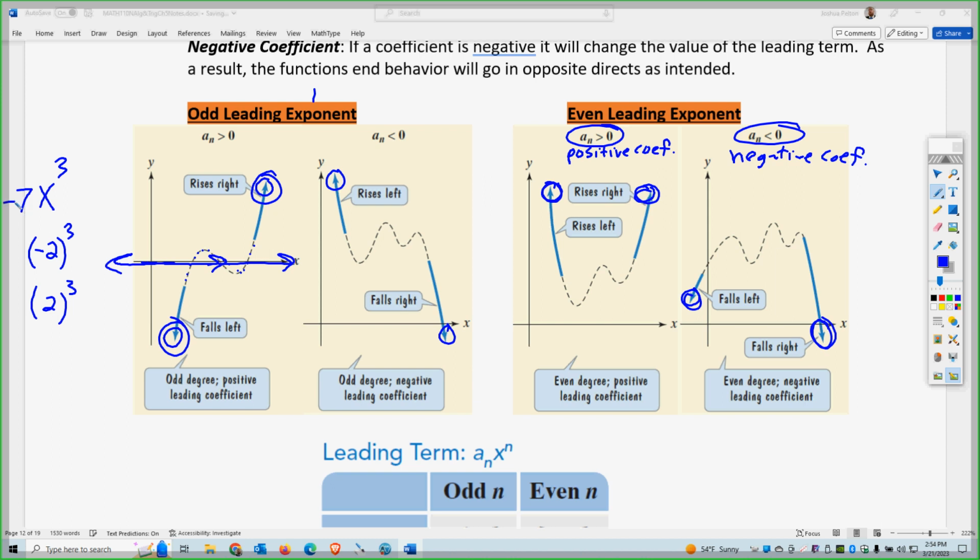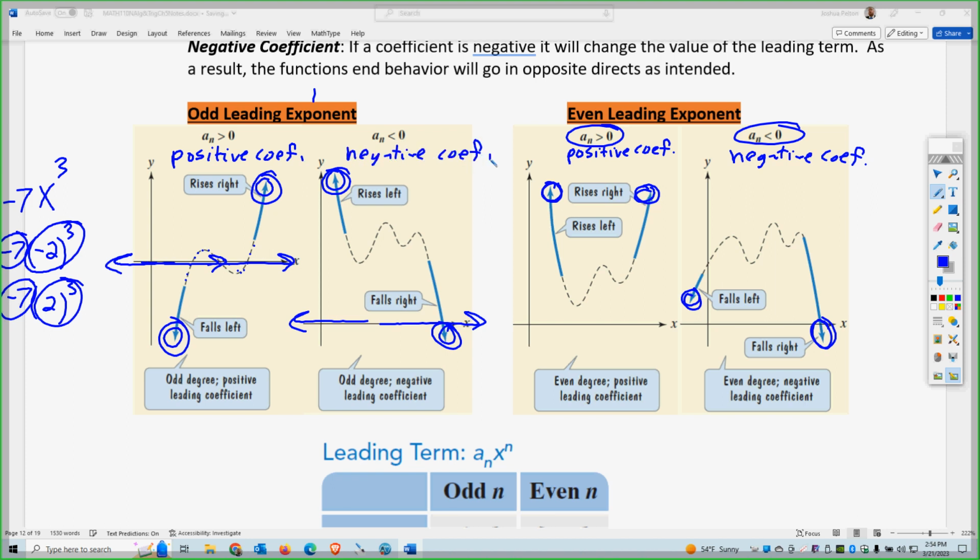But if I put a -7, that flips it, correct? Because the first part is negative and the second part is negative, so you get a positive. So in the negative direction, you go positive. And then if I plug a positive number into there, it's multiplied by a negative. So in the positive direction, I go negative. So this is a positive coefficient. This is a negative coefficient.